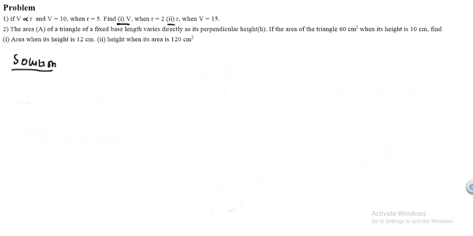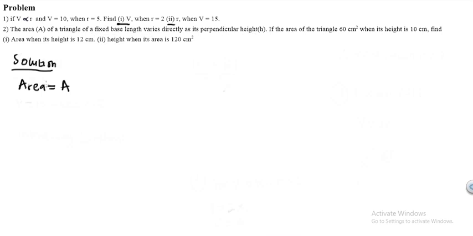When given a word problem like this in variation, one of the first things you want to do is to interpret the word problem. The first thing we are told is the area. A key term that we're given here is area, and we assign it as A. The area of the triangle of a fixed base length varies directly as its perpendicular height.